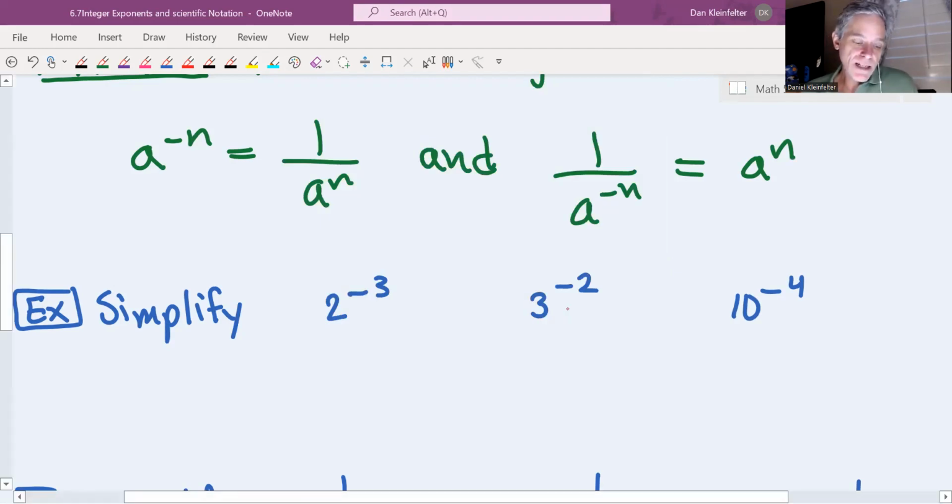Okay, so now we want to try this a bit. We're going to simplify 2 raised to the minus 3 power. This will be 1 over 2 cubed, which is the same as 1/8.